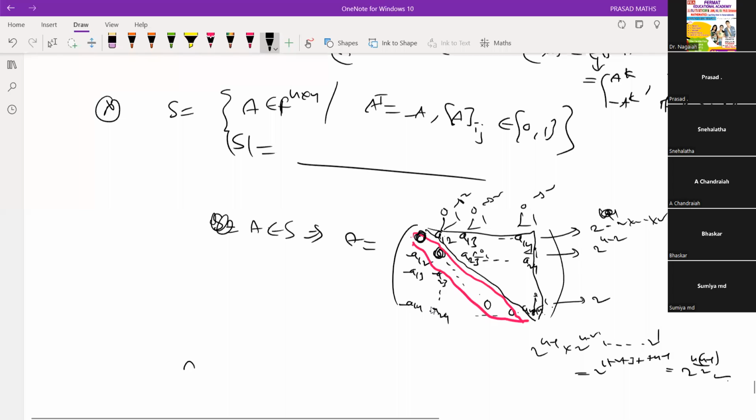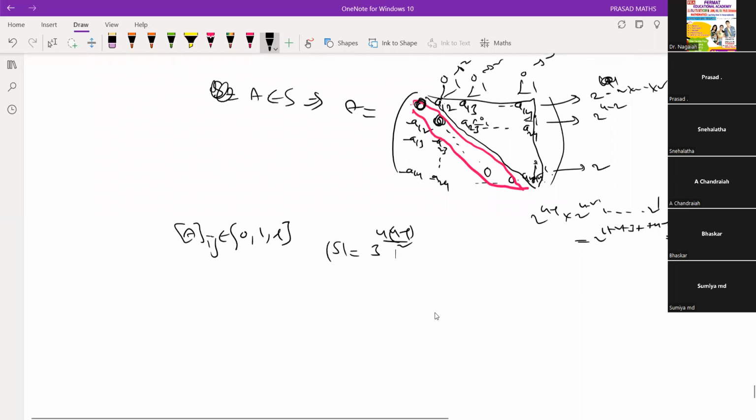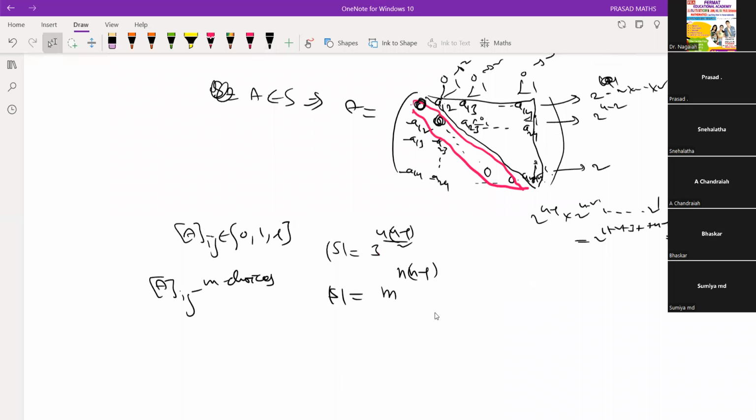Suppose if the ij entry can be 0, minus 1, plus 1. Now tell me, what is the cardinality of S? 3 power n into n minus 1 by 2. Because instead of 2 choices, you are going to get 3 choices for each element. If each entry has m choices, what is the cardinality of S? Anybody? m power n into n minus 1 by 2. Is it clear?